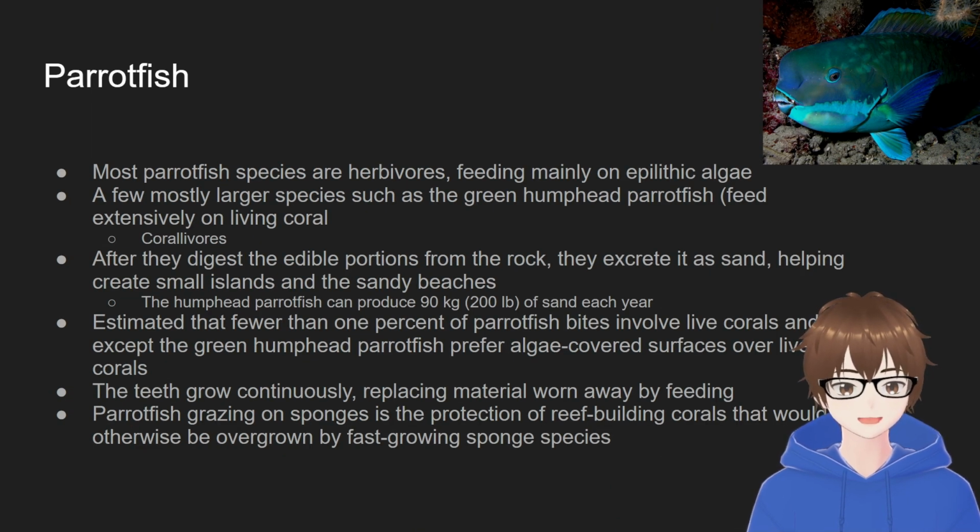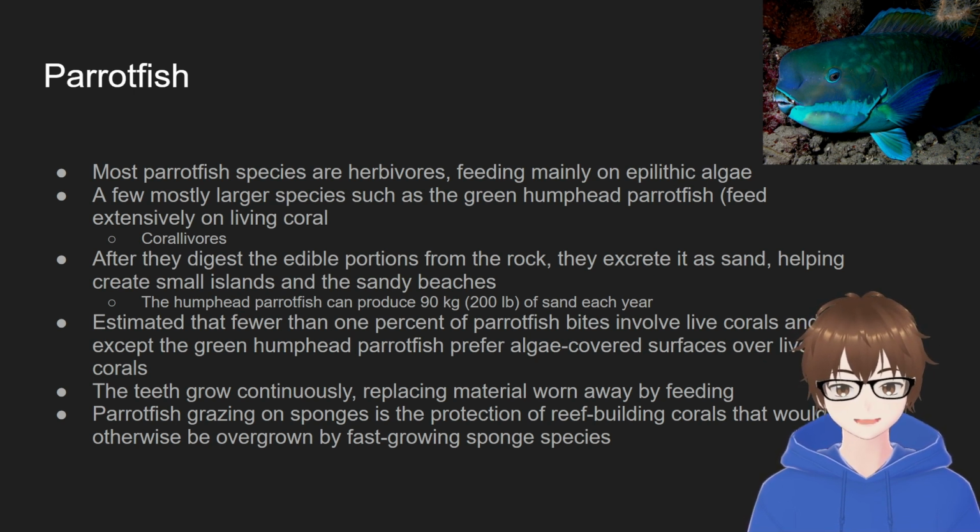So, what are some species that live inside these coral reefs? Because a lot of different species live there, but what are some of the most important ones? Well, one of them is the parrotfish. So, the parrotfish are herbivores feeding mainly on the algae, and a few mostly larger species such as the green humphead parrotfish feed extensively on living coral. They have a name for what they are, since there are herbivores and carnivores, there are coralivores, meaning they eat basically only coral. Then I have a picture of the green humphead parrotfish right above me there.